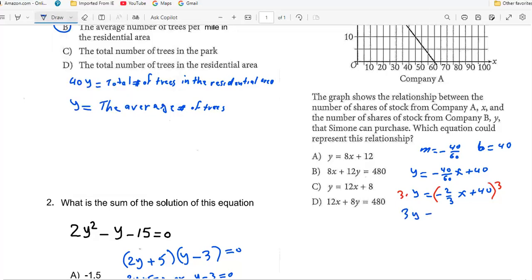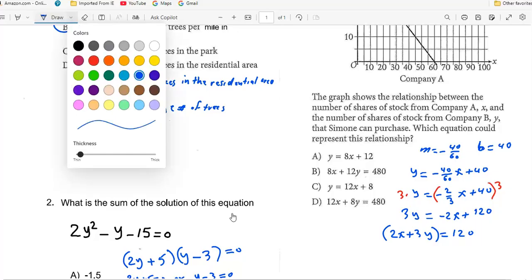So 3y equals, using the distributive property, what's negative 2 thirds times 3? That's negative 2x, plus what is 40 times 3? That's 120. So let's move the negative 2x to the other side, add 2x to both sides. So 2x plus 3y equals 120. It's not this one, it's not this one, but if I multiply both sides by 4, I get this equation. Take a look.